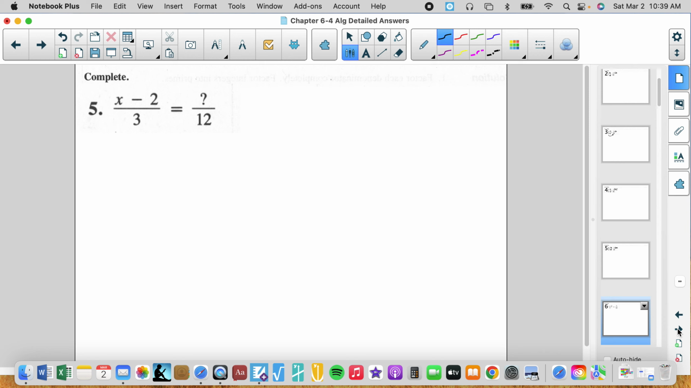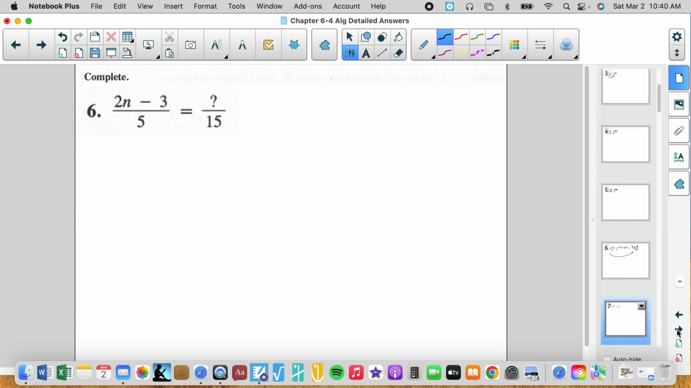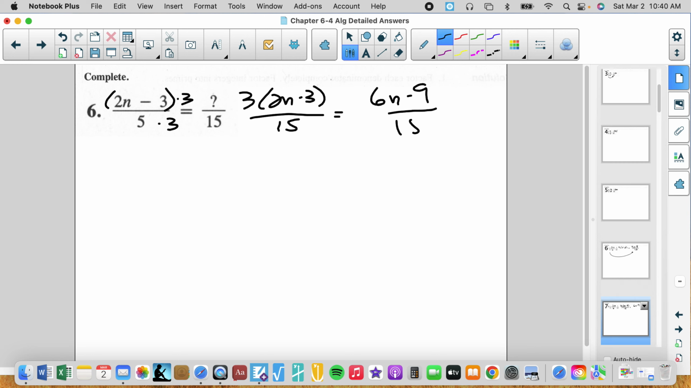So here they get intimidated by this. Oh, there's 2 terms up there. You're still doing the same thing. You're multiplying by 4. The only thing you have to remember is that Chewbacca gets in there. So that's 4 times x minus 2, which is 4x minus 8 over 12. That's the equivalent fraction to that with a denominator of 12. So times 3, we just have to remember, distribute that out. 3 times 2n minus 3 over 15 equals 6n minus 9 over 15.